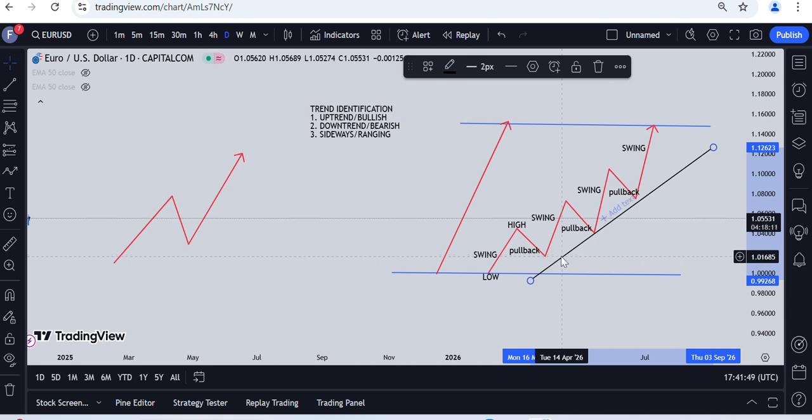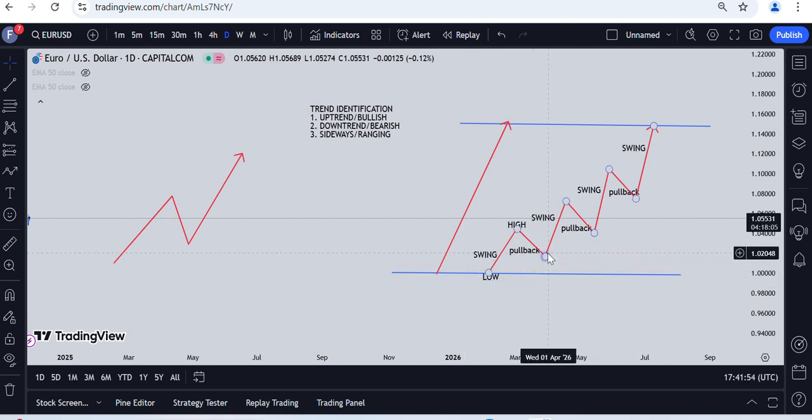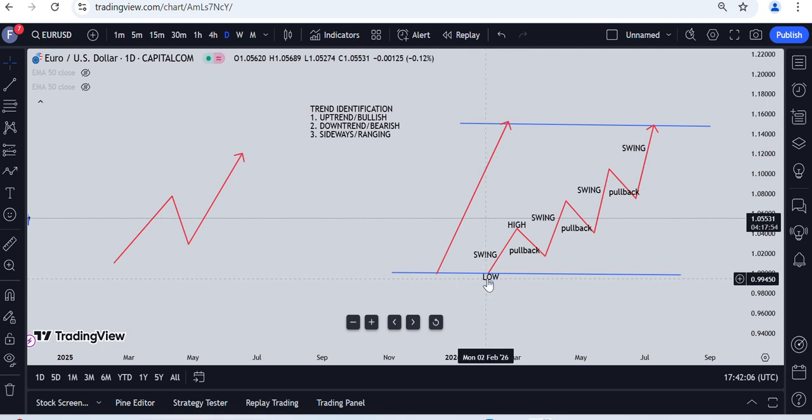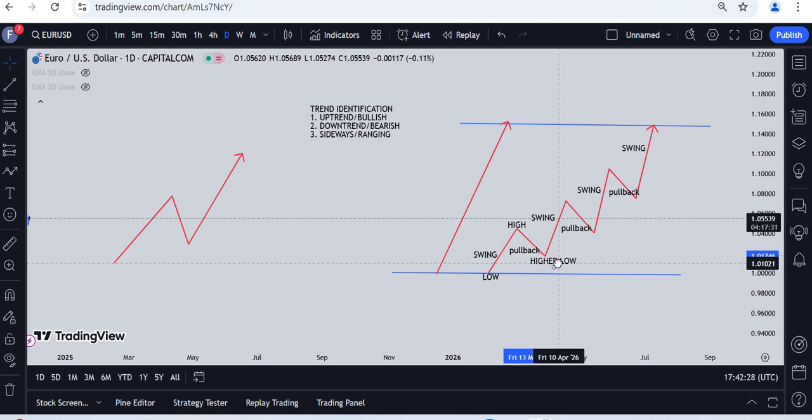Now, this turning point, what do we call it? This is a low, right? No pressure. This is a low. This is also a low, but we will not call it just a low. Why? Because it is higher than the previous low. Remember, this is an uptrend. The market is going up. So, because this low is higher than this low here, we will call this one a higher low, because it is higher than the previous low where the market started from.